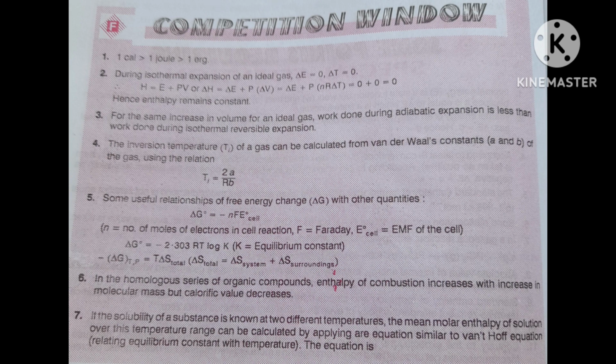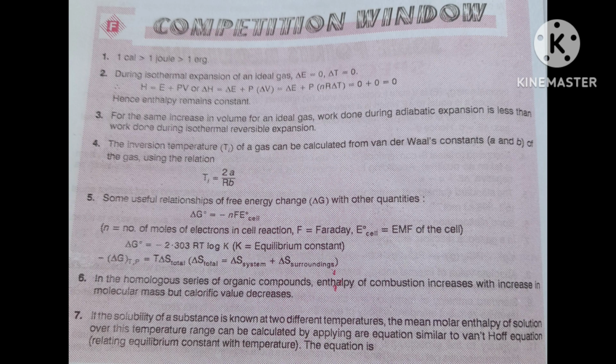R is the gas constant, and a and b are van der Waals constants. You should remember this relation. Ti means inversion temperature: the small i means inversion, and T means temperature. Then Ti is equal to 2a upon Rb. A question is asked on this, so remember it.